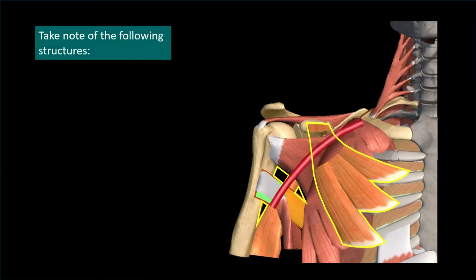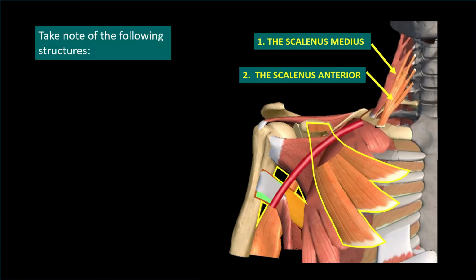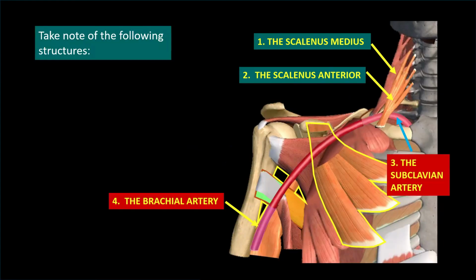Take note of the following structures: the scalenus medius, the scalenus anterior, the subclavian artery, the brachial artery.